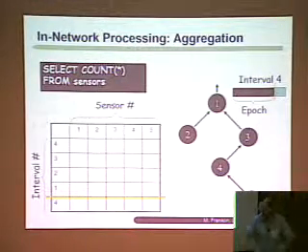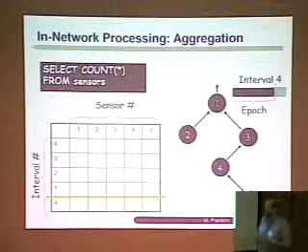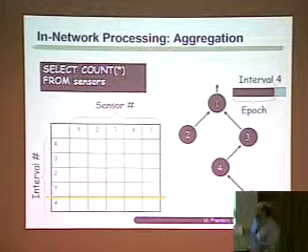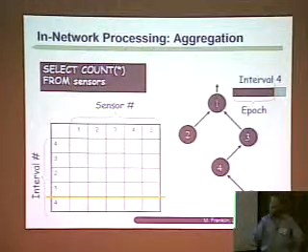You take a bunch of sensors, you throw them out into a room, and you say, how many sensors are there? Okay, that's a query. We express it that way. So same thing, we start at the root, we flood it down the network, and then everyone starts calculating.